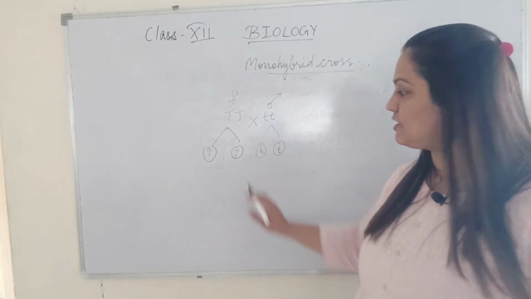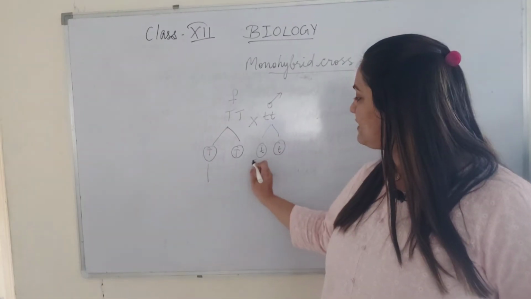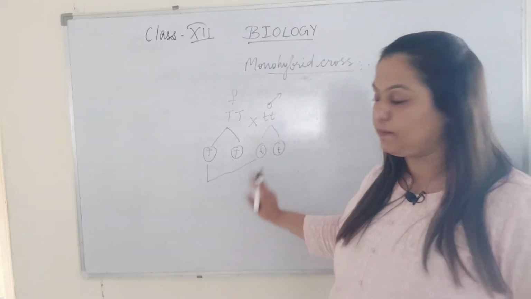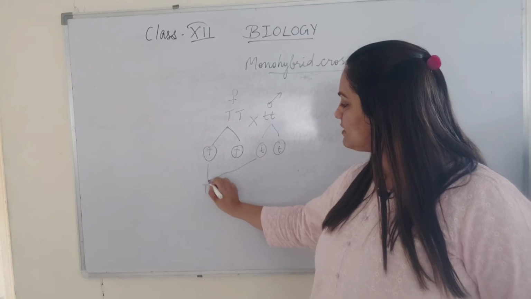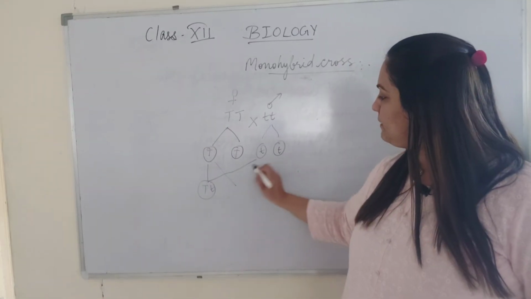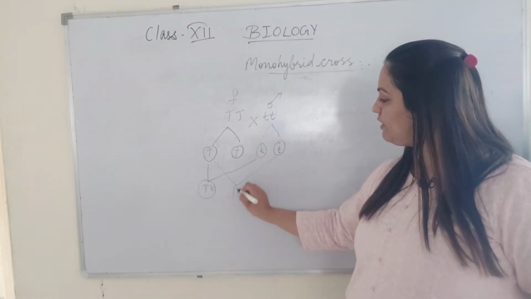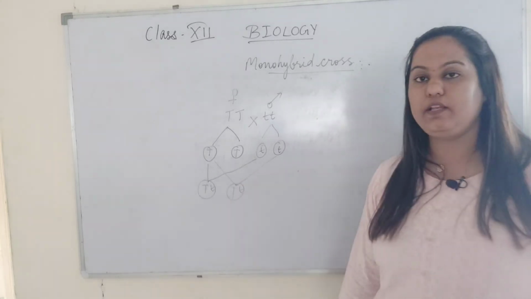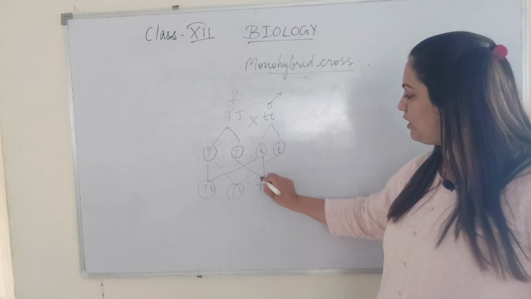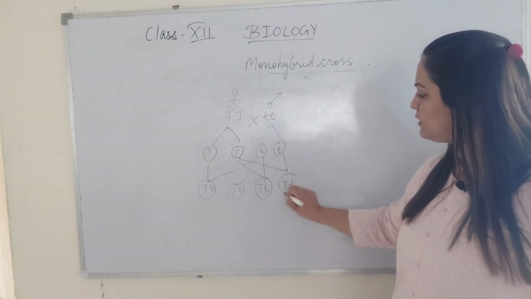In sexual reproduction, the mating is random, that we all know. So what will happen? Let's assume that this capital T mates with this small t. So what do we get here in the zygote? One capital T, one small t. Second possibility is this capital T with this small t. Again we'll get one capital T and one small t. Third possibility, capital T, small t. And this will be the fourth possibility. So that will also be capital T, small t.